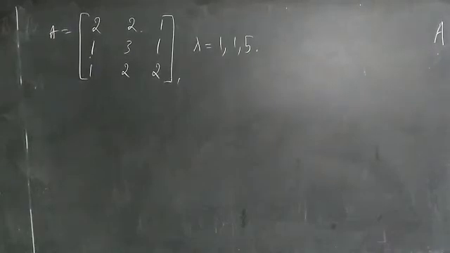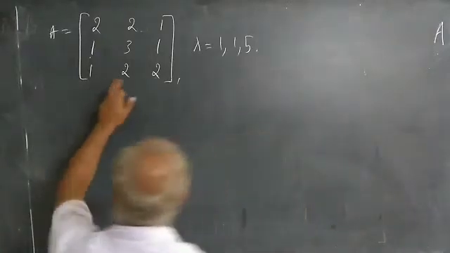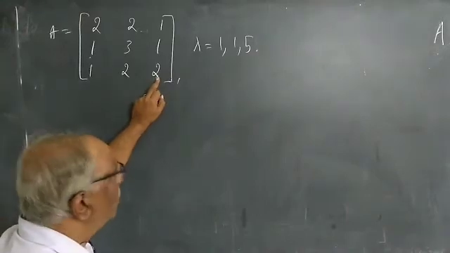Yesterday, I took the problem regarding diagonalization of the matrix A. Today, let us take some special types of problems regarding the same. Suppose the matrix A is [2, 1, 1; 1, 3, 1; 1, 2, 2]. This is the matrix A.